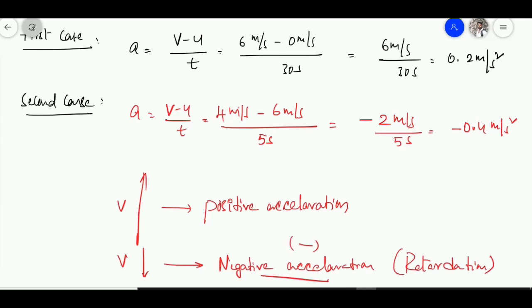Here, from the question itself, we can get to know that his velocity has dropped from 6 meters per second to 4 meters per second, right? So the velocity has decreased. That is called retardation, this negative representation. Deceleration, retardation, negative acceleration, these are all the same. They will have negatives in their values.